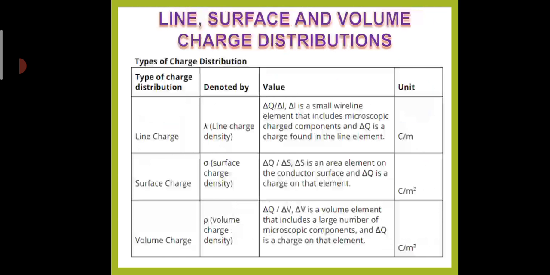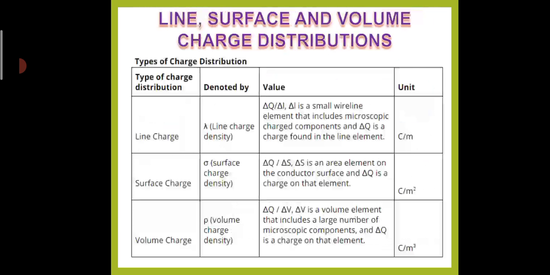In surface charge density, when the charge is uniformly distributed over the surface of the conductor, it is called surface charge density, or we can say surface charge distribution. It is denoted by the symbol sigma and the unit is coulomb per meter squared. So sigma equal to dq by ds.